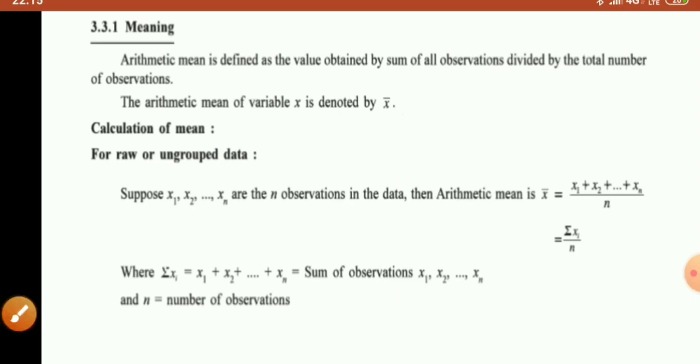Now for calculation of mean we have raw or ungrouped data, then we have discrete data, and then we have the continuous data. For raw or ungrouped data we have the formula sigma xi upon n. All the observations are there, we have to sum them all, and then we have to count the number of observations, and then divide it. We will get the value of mean.